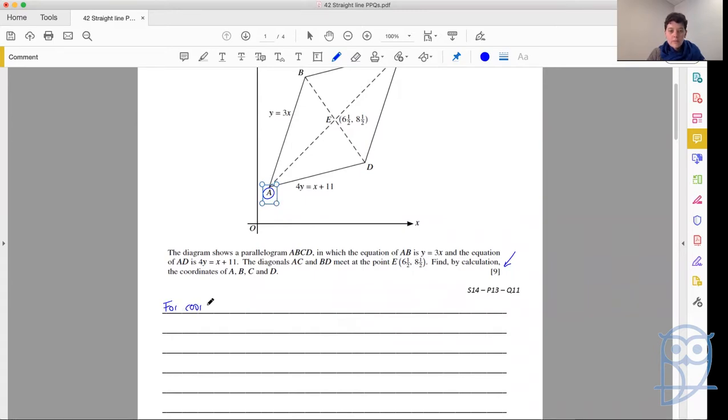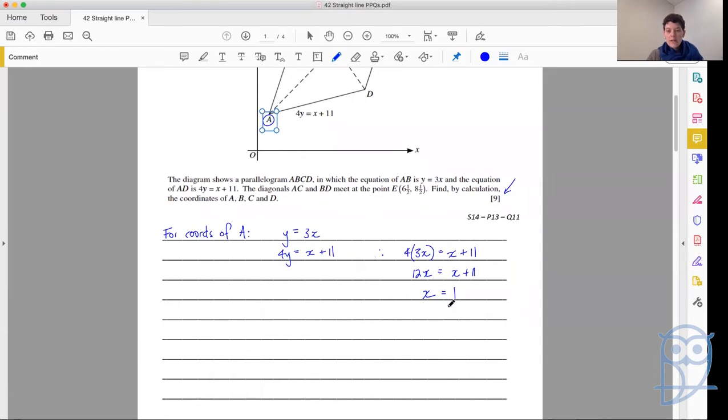The coords of A. We've got y equals 3x, and we've got 4y equals x plus 11. Well, straightforward, you can just substitute in. So 4 times 3x equals x plus 11. So 12x equals x plus 11. And therefore, we're going to have 11x equals 11. So x equals 1. So we've already got x. Straightforward then, y equals 3 times 1, which is 3.